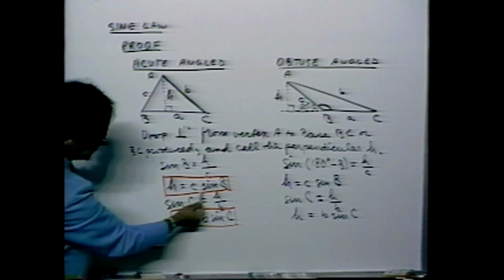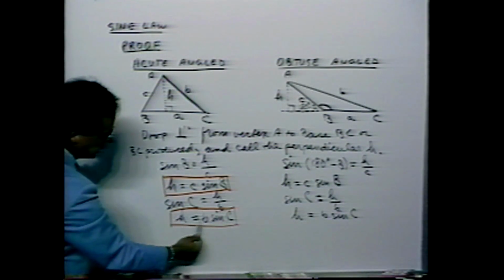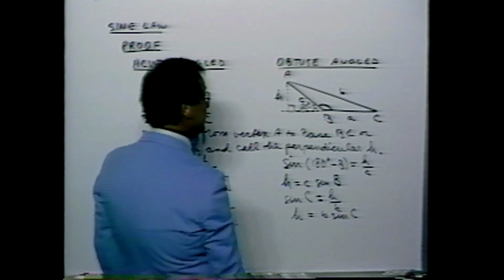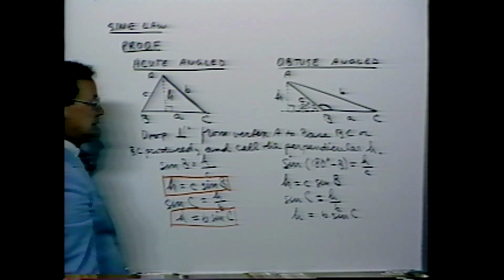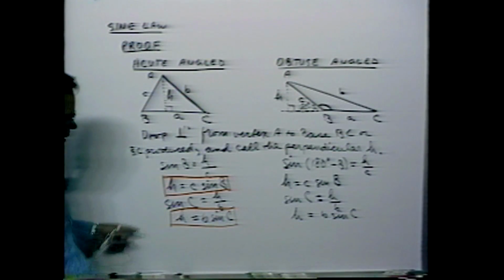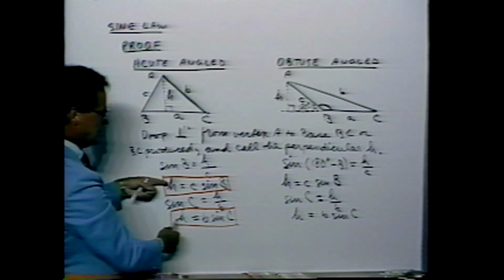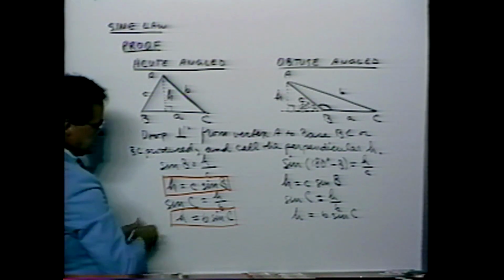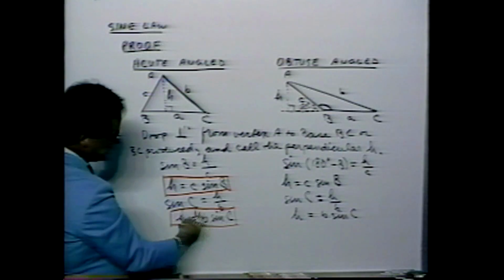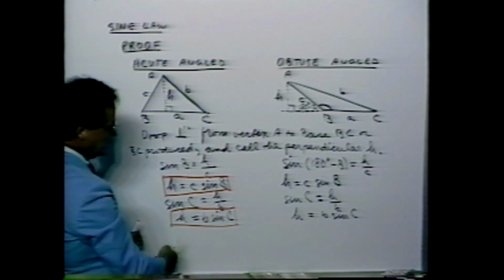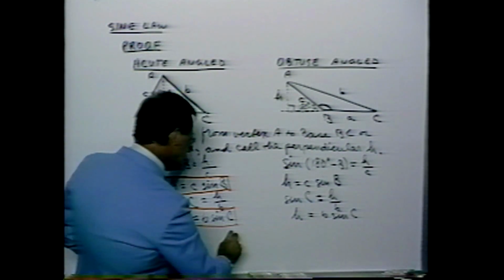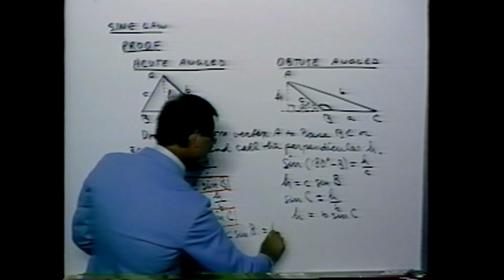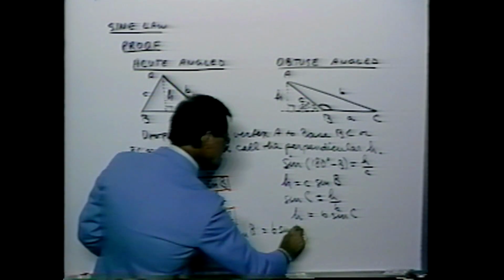H is equal to C sine B, and H is equal to B sine C. The same thing is occurring under the obtuse angled triangle solution. But these are the two I want to concentrate on, and so I will only color those two in. It follows then, since both the right-hand side of the equal sign equals the same quantity H on the left, that C sine B must equal B sine C.